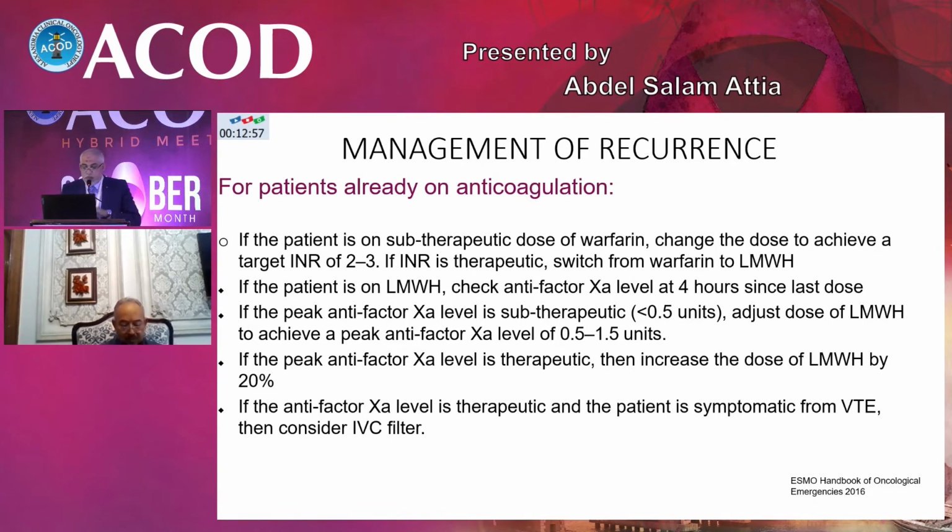If the peak anti-factor 10 level is therapeutic, then increase the dose of low molecular weight heparin by 20%. If the anti-factor 10 level is therapeutic and the patient is symptomatic from venous thromboembolism, consider an inferior vena cava catheter filter.